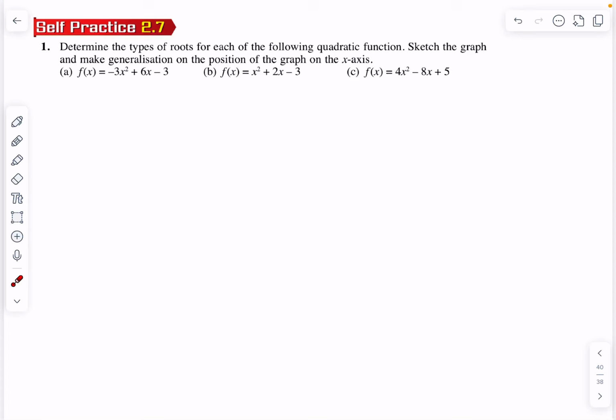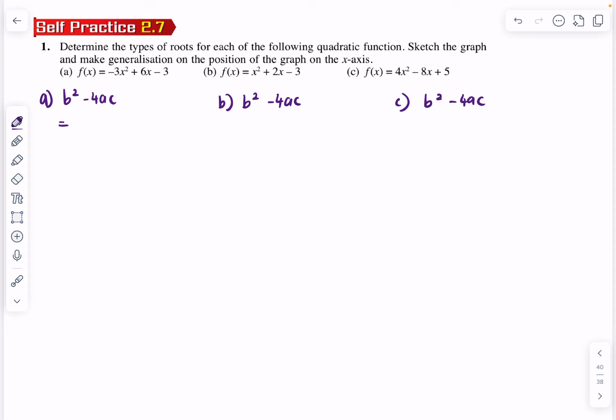Question 1. Determine the type of roots for each of the following quadratic functions. Then sketch the graph and make a generalization on the position of the graph on the x-axis. Okay, so to find the type of roots, first we can do b square minus 4ac. We can do this for all three to find the value of b square minus 4ac.